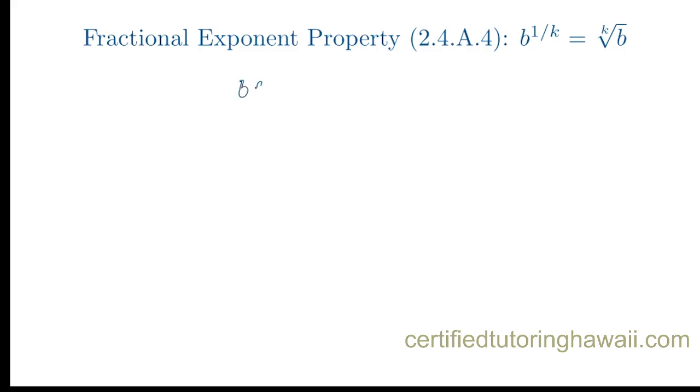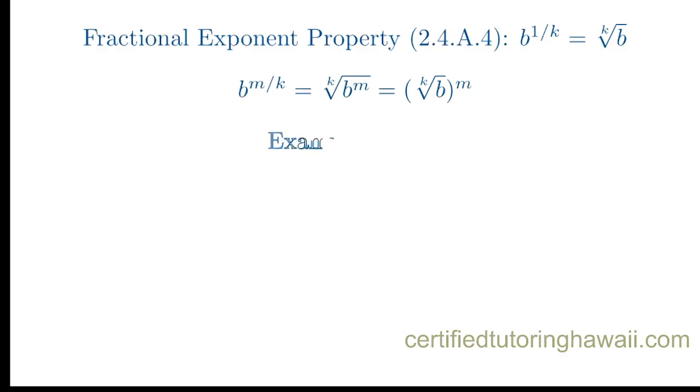This property extends to any fractional exponent. b to the power of m over k can be written as the kth root of b to the power of m. Alternatively, you can take the kth root of b first, and then raise the result to the power of m. Both of these forms are equivalent, and the best one to use often depends on the specific numbers in the problem. Sometimes it's easier to find the root first, especially if the base is a perfect kth power.